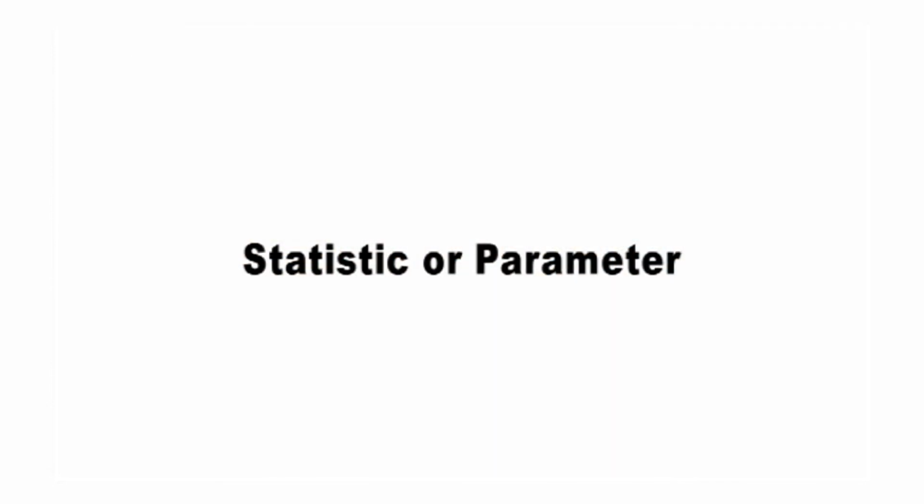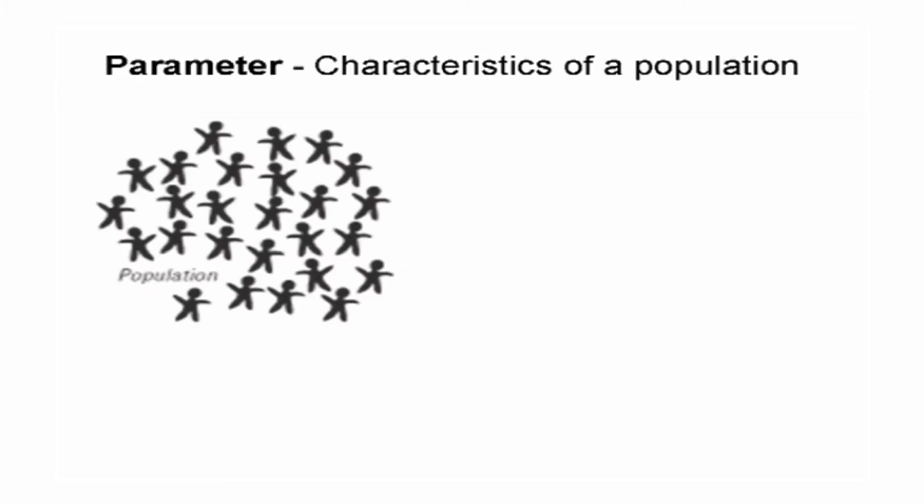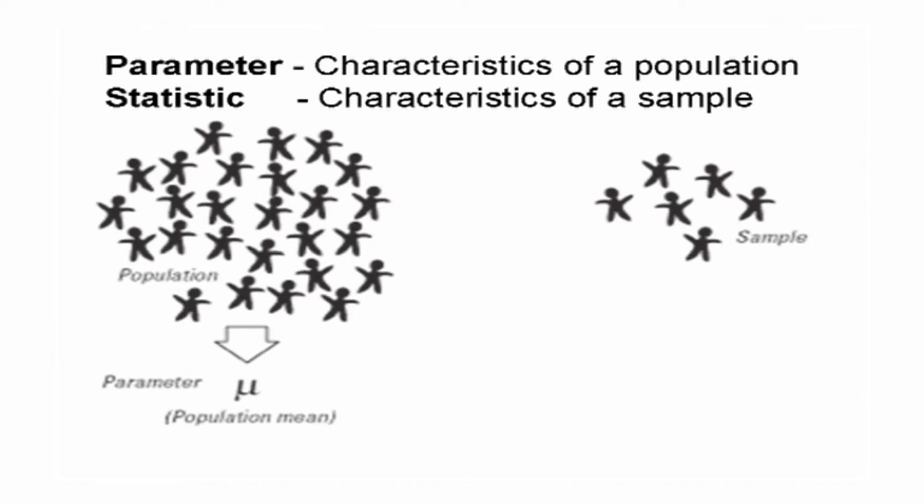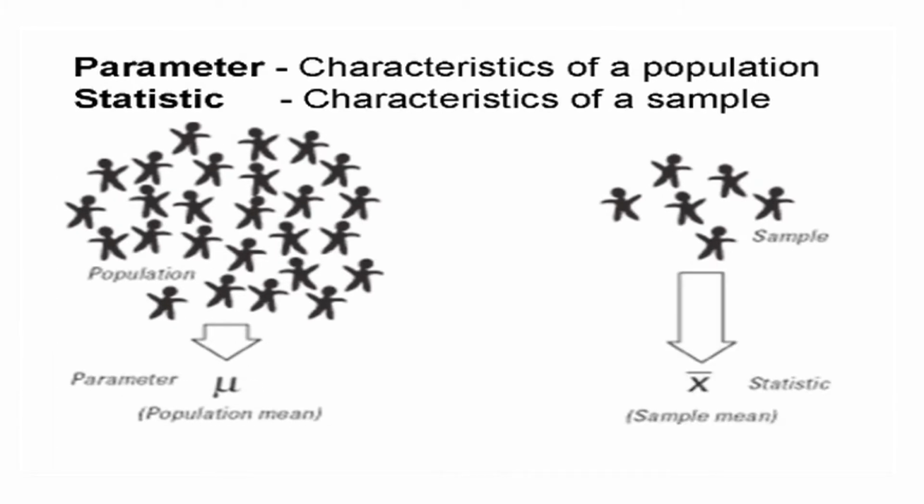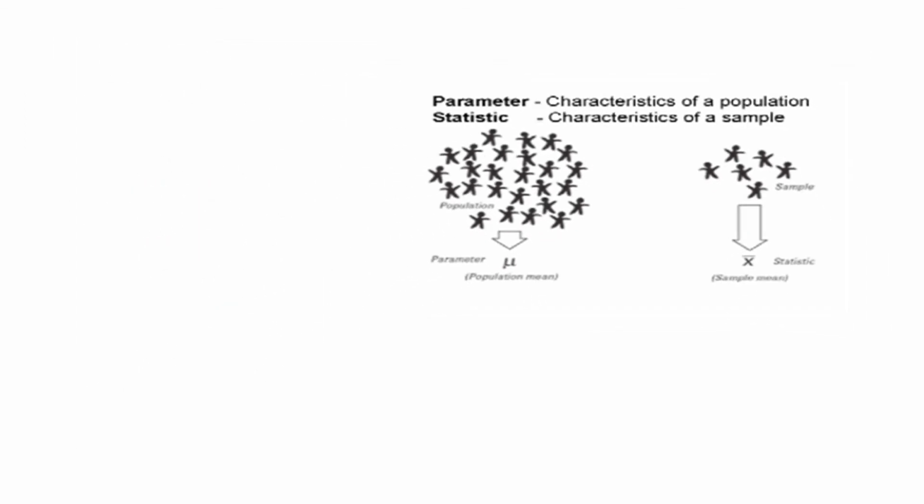The fifth one is statistics or parameter. Parameter is the characteristic of a population. For example, when the mean value of age or income is calculated for a population, it is called a parameter. The characteristics of a sample are referred to as statistics. If measures like standard deviation are calculated for samples, then it is termed as statistics. That is, the characteristic of a sample is called statistics and the characteristic of a population is called a parameter.